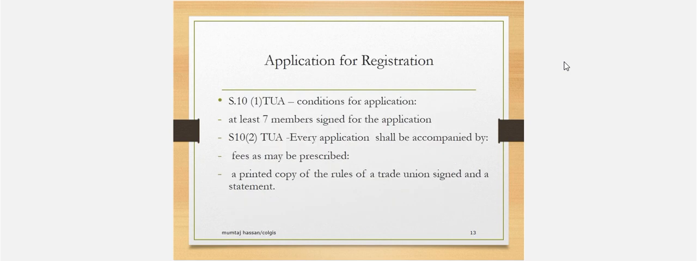So if you want to register, these are the things that you must have. You must have at least 7 members.